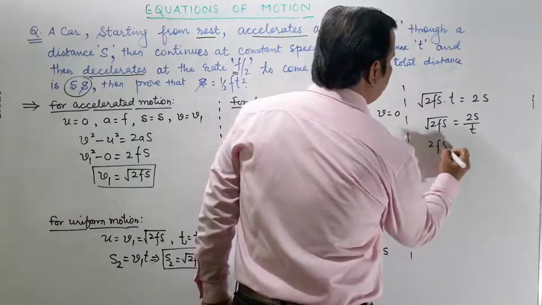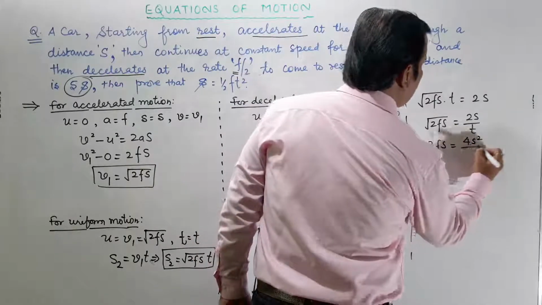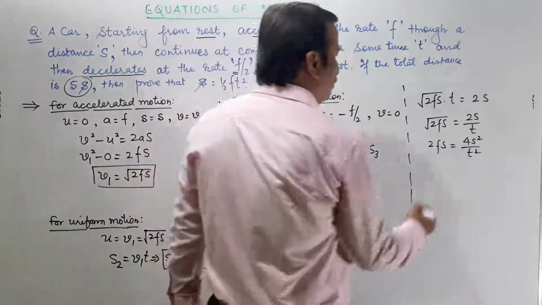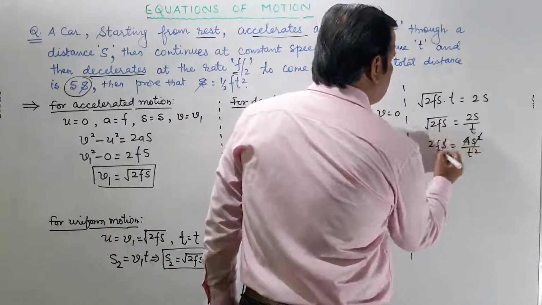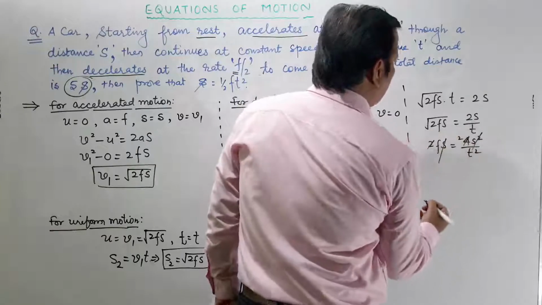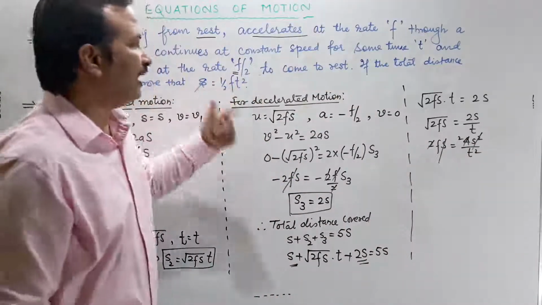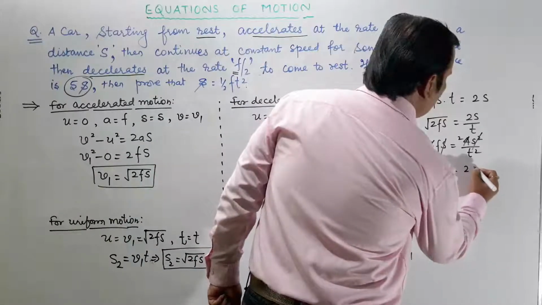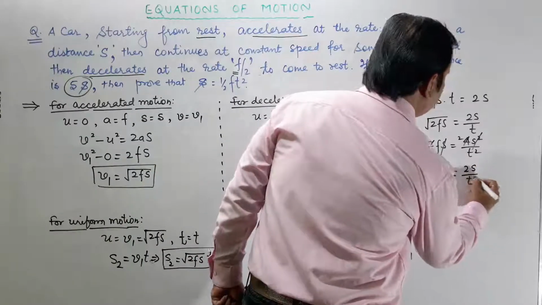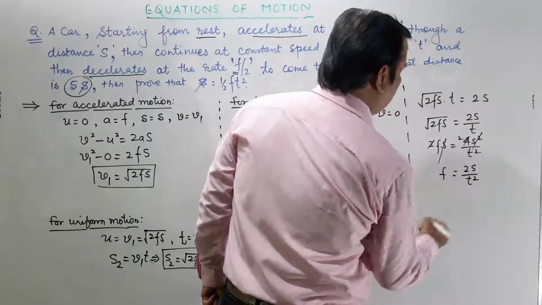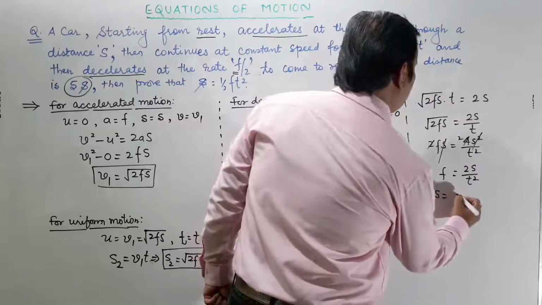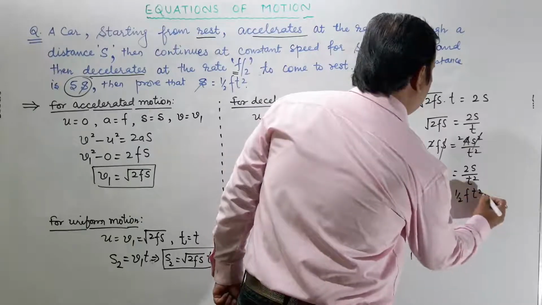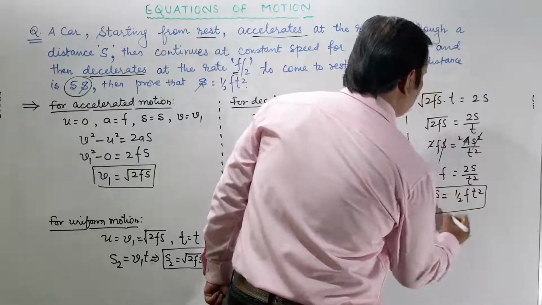Squaring we get 2fs is equal to 4s square by t square. So s will cancel, and this cancels with 2. What we have to prove is s equal to half f t square. See here, it is 2s upon t square, this is f. So s is equal to half f t square. Proved.